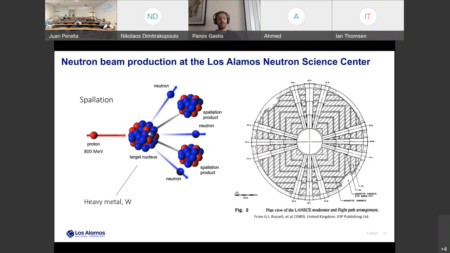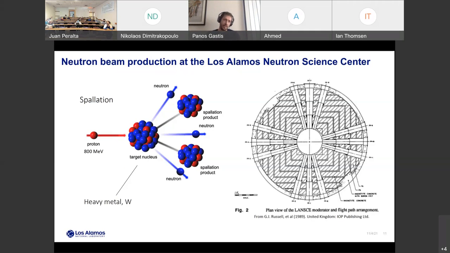So at LANSCE, neutron beams are produced via the spallation method. The principles behind it are fairly simple. We use a heavy target nucleus. At LANSCE, we use tungsten spallation targets that are bombarded by high energy proton beams. And when the high energy protons hit the target nuclei, literally they break them apart into small pieces, creating in this way a large number of free neutrons, the neutrons that eventually will form the neutron beam.